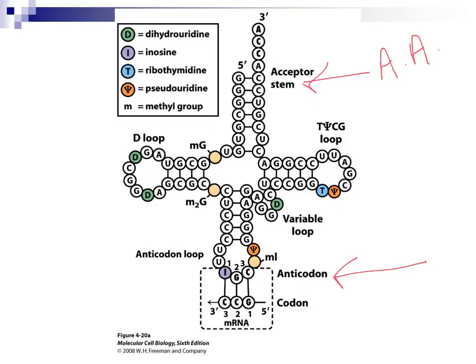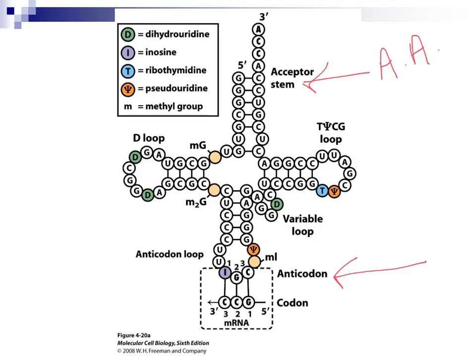Now, the anticodon is appropriately going to be opposite or complementary to the codon, which is in the messenger RNA. So if a codon has a particular amino acid sequence, the anticodon is going to be complementary. Now, there is a little bit of flexibility, but it's going to roughly be complementary to the codon strand.